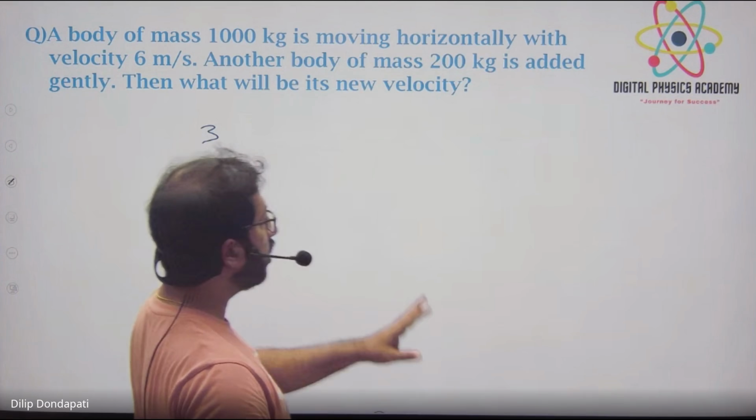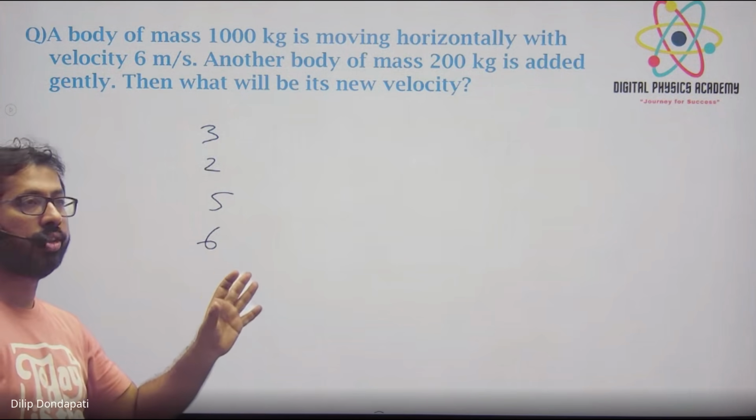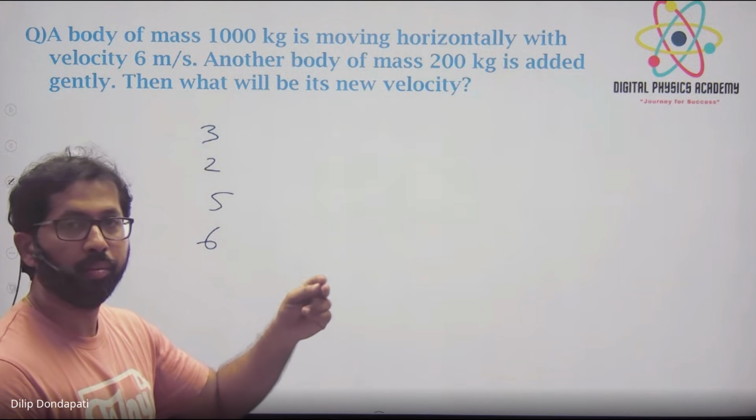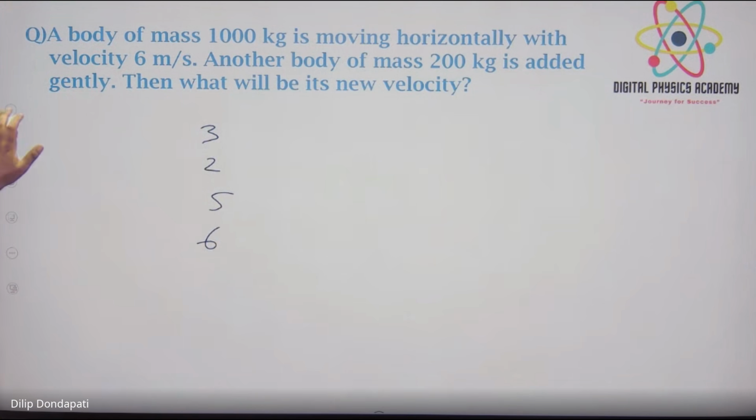Yes, I got 5. Because we equate initial momentum and final momentum. It is not the case that initial momentum is 0 in all cases. Only for a gun and bullet do we take the initial momentum as 0 at the initial stage. Okay, let's go to the next.